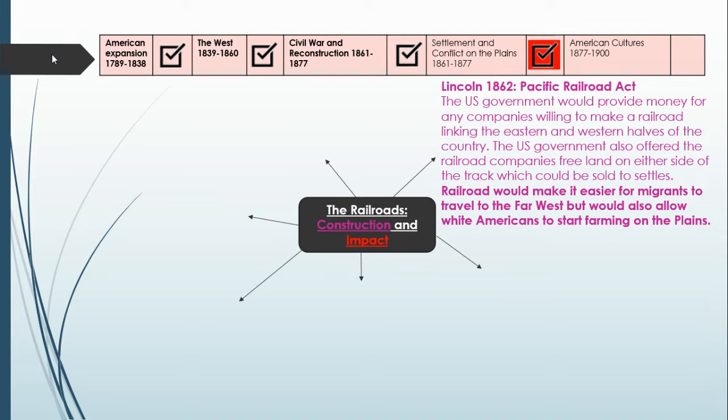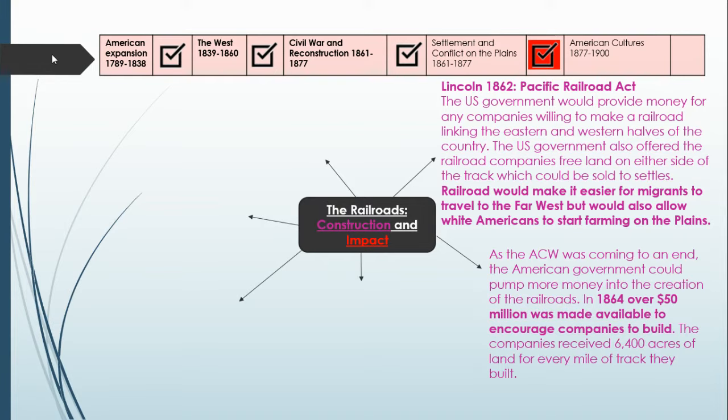Remember, especially the buffalo, who they rely heavily on. And then also if these settlers start to actually stay on the plains, that is also going to affect their life. Okay, as the American Civil War was coming to an end, the American government could pump more money into the creation of the railroad.